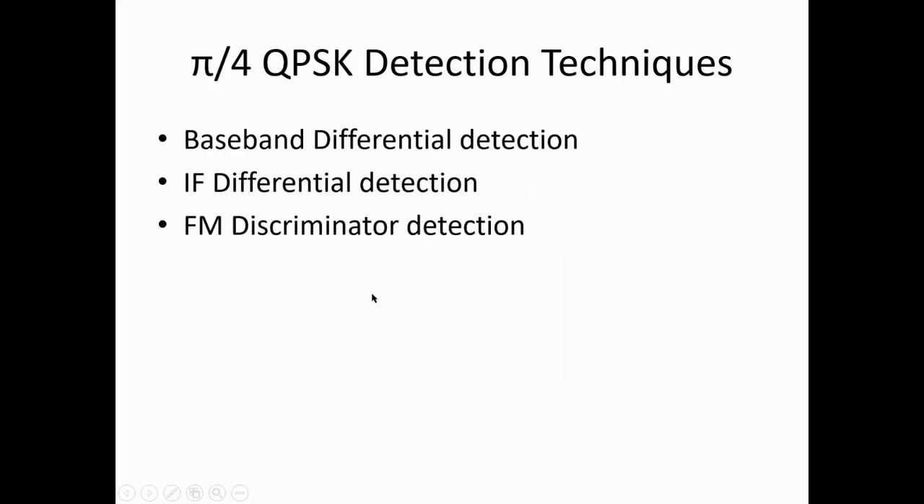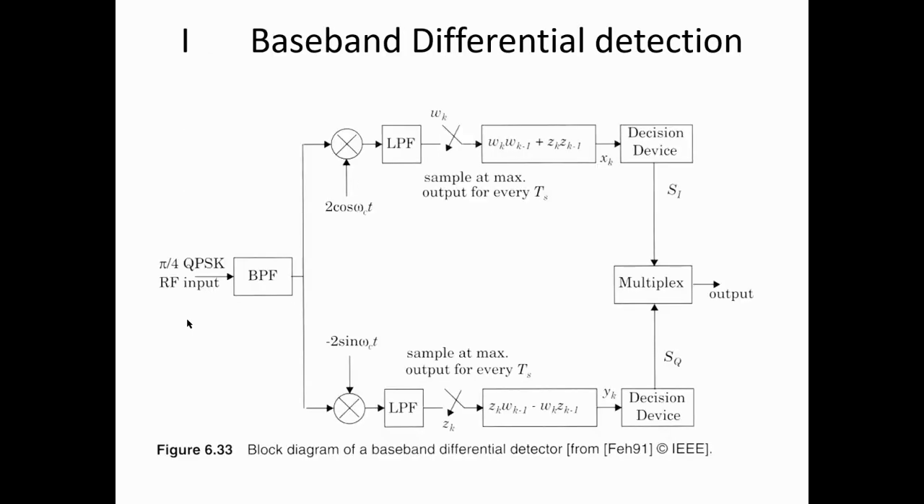Then there are three types of QPSK demodulation detection techniques. One is baseband differential detection, another is IF differential detection, and then frequency discriminator FM discrimination detection. These three detection techniques are used to receive the pi by 4 QPSK signal. We will discuss them one by one in this lecture. The first one is baseband differential detection of the QPSK signal.